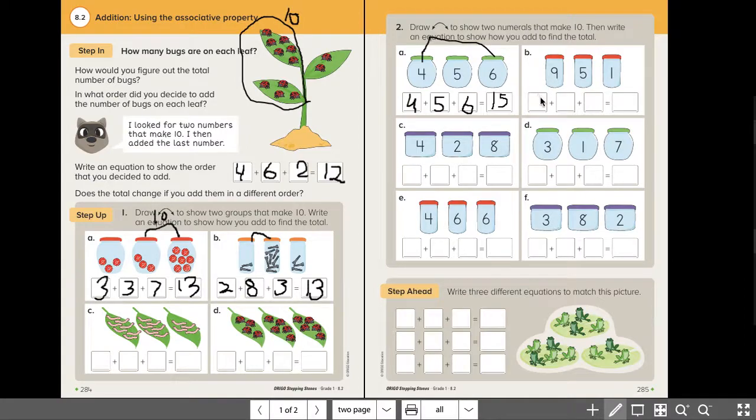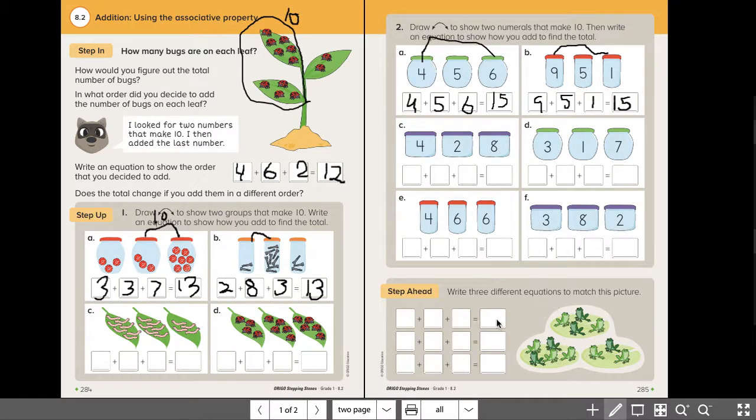And then we have 9, 5, and 1. I know 1 and 5 is 6. 5 and 9 is 14, so it must be 9 and 1 is 10. 10 plus 5 is 15. All right. I'm going to go ahead and leave these for you. So for your assignment today, do these 2 down here, C and D, and then do C, D, E, F. And then for bonus, see if you can come up with 3 different equations on how to add these frogs.